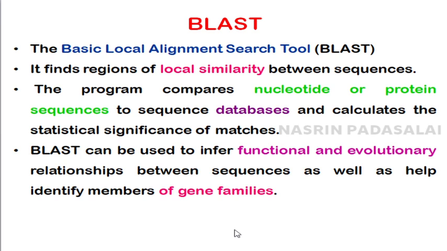A database is nothing but a hub where many of you will be submitting sequences. The sequence which you have in your hand is called the query sequence, and the sequence present in the database is called the target sequence. The BLAST program, after comparing, calculates the statistical significance of matches between the two sequences. So BLAST is used to infer the functional and evolutionary relationship between sequences. At the same time, BLAST is also helpful in identifying members of gene families.